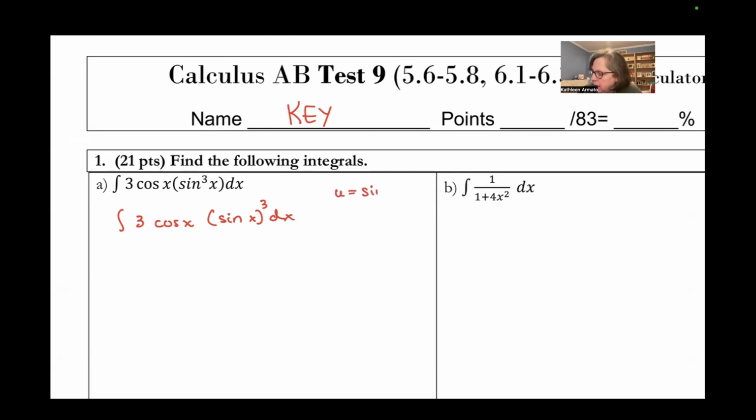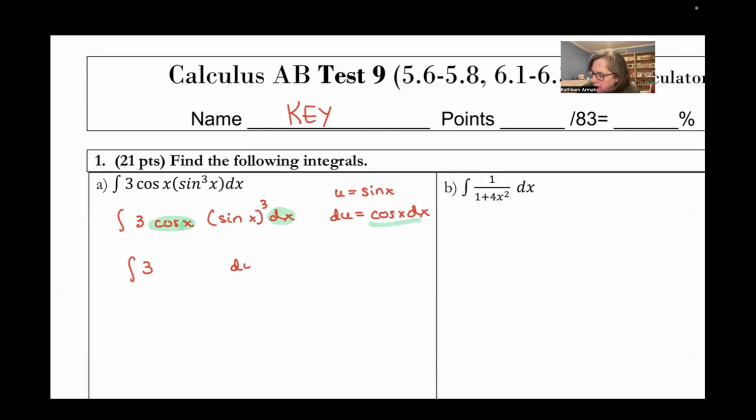Let's see if it works to make u equal to sine x. Well, the derivative of sine is cosine x, so du equals cosine x dx. Right here I have cosine x, and of course there I have dx. So cosine x dx, I've got it. I've got the derivative of the inside function, which is the key. So I can do my substitution.